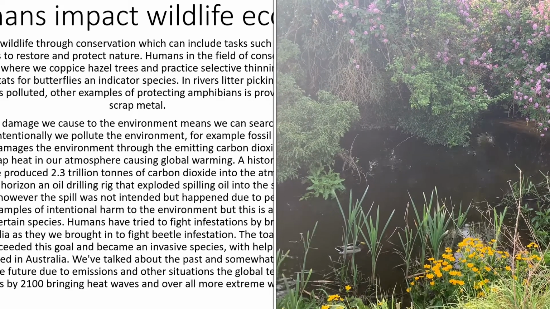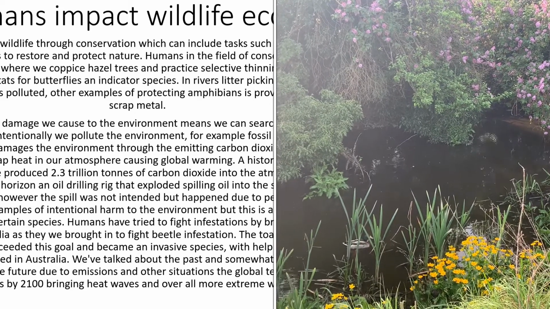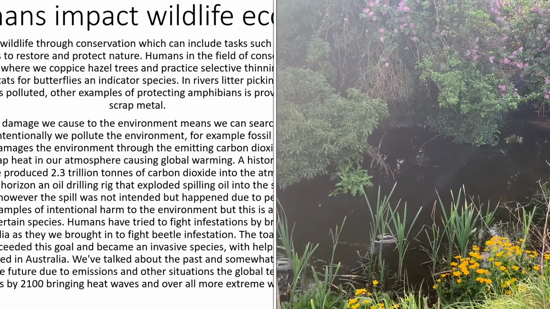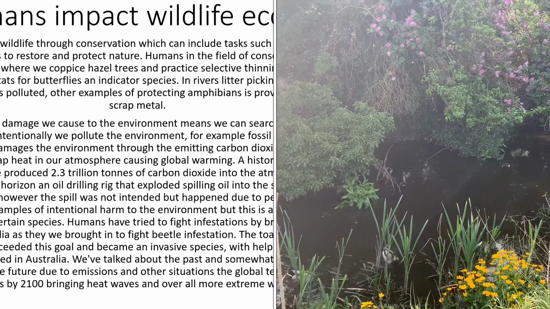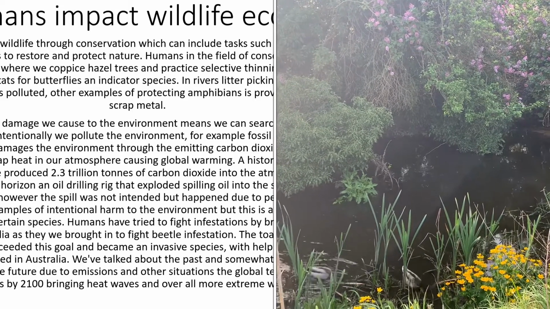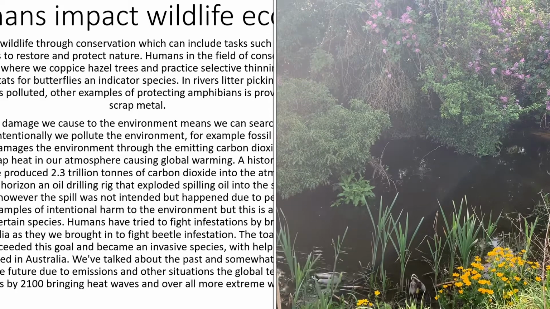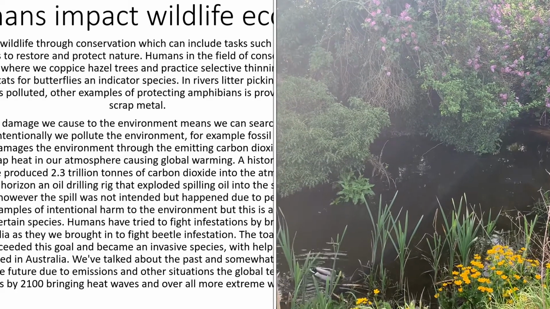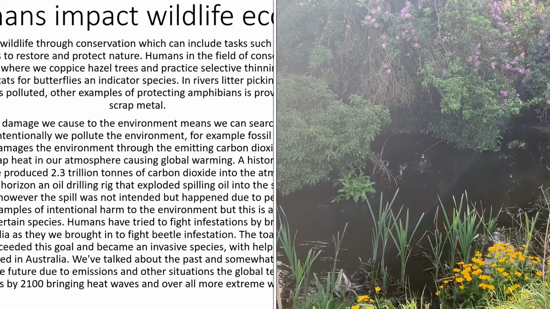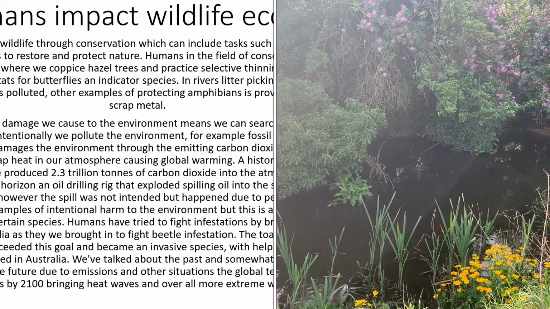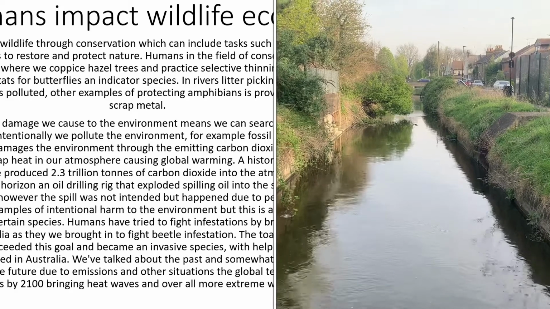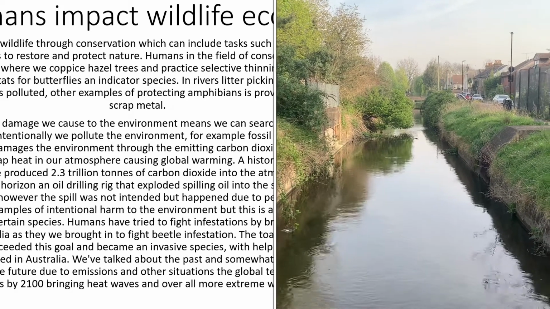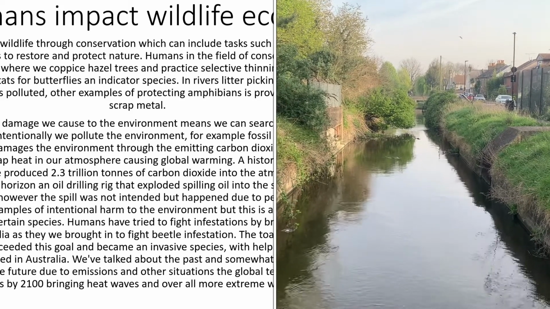I can't think of many examples of intentional harm to the environment, but this is almost intentional, though more intended to harm a certain species. Humans have tried to fight infestations by bringing non-native predators, like the cane toads in Australia, which were brought to fight beetle infestation. The toads were supposed to protect sugarcane, however they exceeded this goal and became an invasive species. With help from their poisonous glands, they kept breeding and settled in Australia.